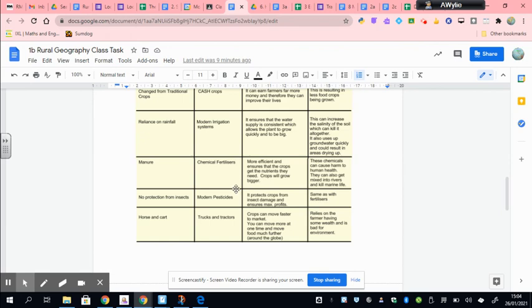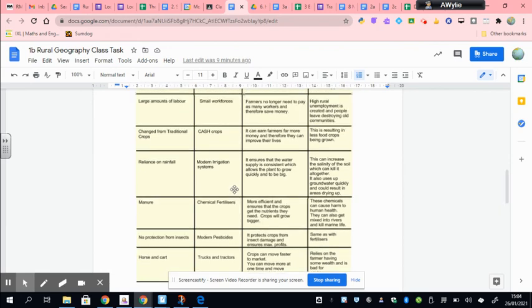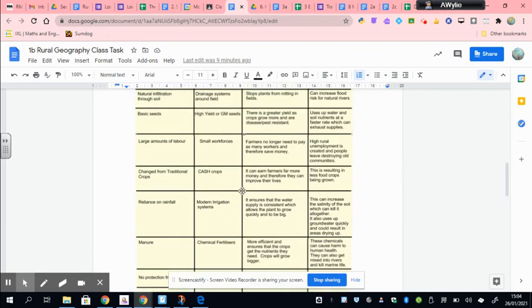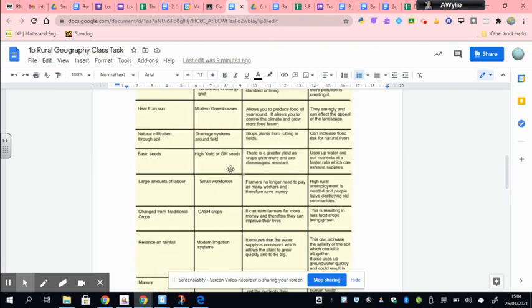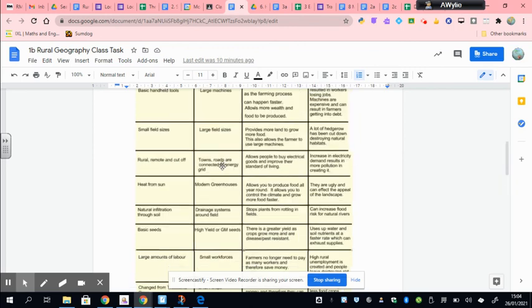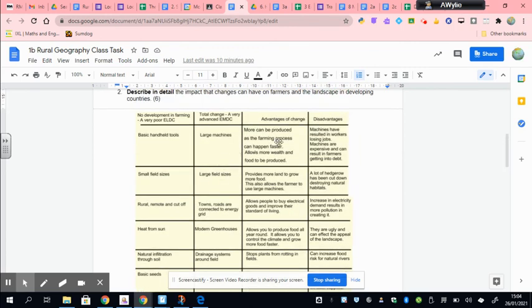Okay, and one final change with GM crops as well as fertilizers and pesticides. There's increasing environmental concerns that things like fertilizers and pesticides and GM crops can damage the environment, damage wildlife, as well as other species growing in the natural world. So there are a range of positive and negative impacts. You can see them listed here as advantages and disadvantages of the changes.